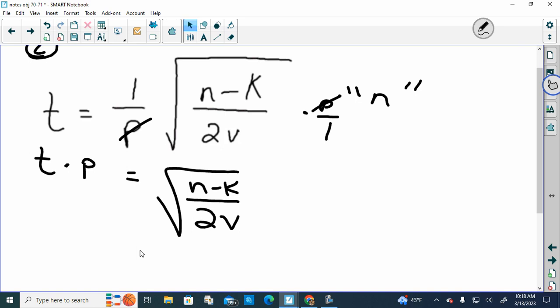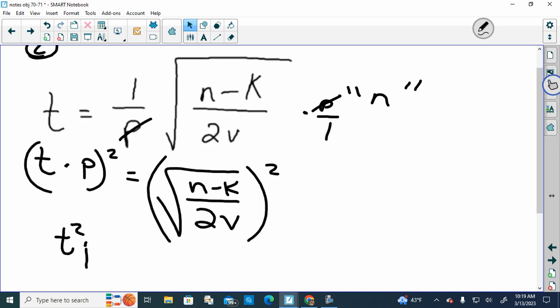So opposite of square root would be to square it. Okay, so the square gets rid of the square root, but then we've got to do that on this side. So that means the t is squared and the p is squared, because both can get squared. The square gets rid of the square root. Okay, so now we have n minus k over 2b.